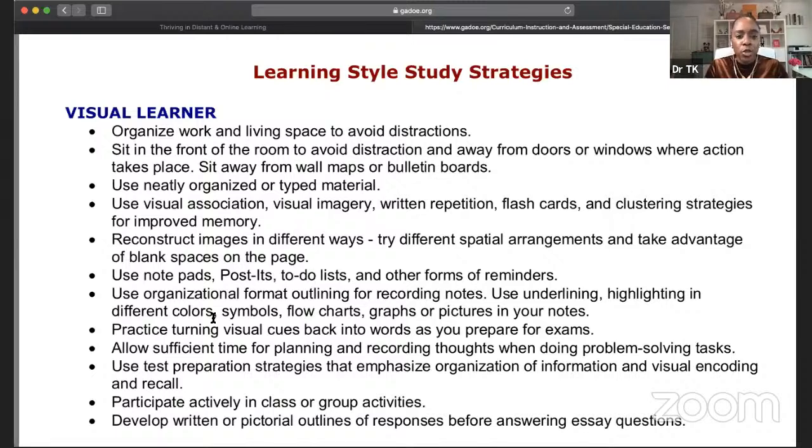So if you're a visual learner, these are some tips that I'm going to point out. Organize your work and living space to avoid distraction. So if you even have a classroom set up in your bedroom, in the kitchen somewhere for the kids in the corner, also make sure that as a parent or a caregiver, you don't overstimulate the kid.